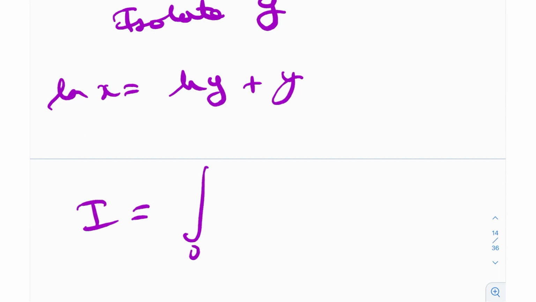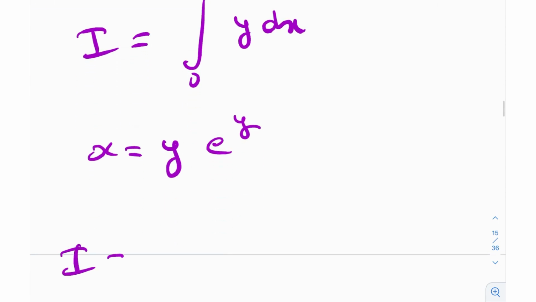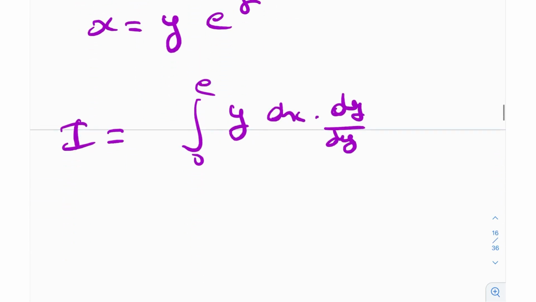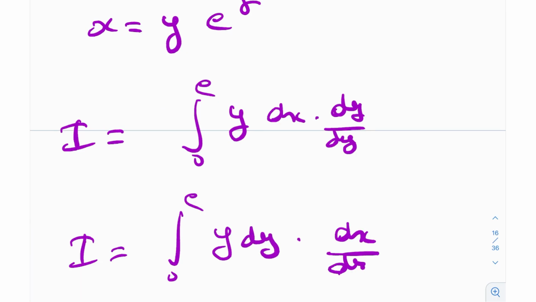I was the integral from 0 to e of y dx. So I want to form a y dy sort of a thing. What do I need to do? Just to remind you, x was y times e raised to power y. How do I form this y dy? I don't want this dx. So what I can do is integral from 0 to e of y times dx times dy by dy, in a way multiplying and dividing by dy. So I becomes the integral from 0 to e of y dy times this quantity dx by dy.